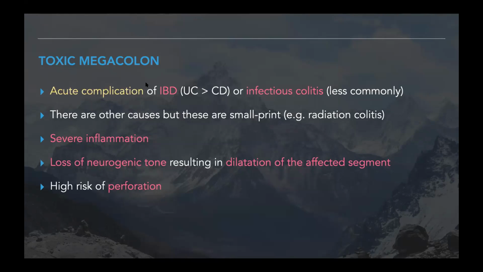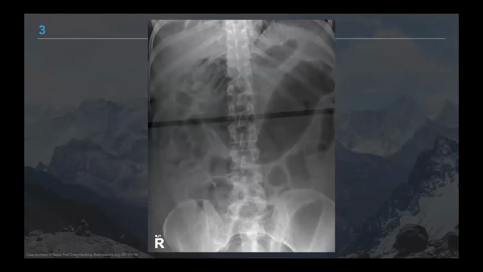So that's an acute complication of IBD, most commonly ulcerative colitis, in which you get severe inflammation that leads to loss of neurogenic tone and dilatation of the affected segment. And it's high risk for perforation, okay? So, can I go back? Yeah, so this is what toxic megacolon looks like.